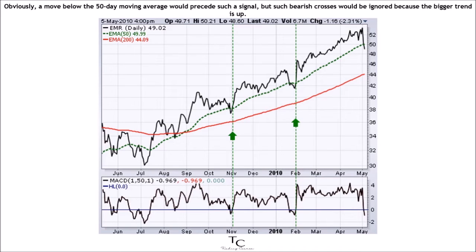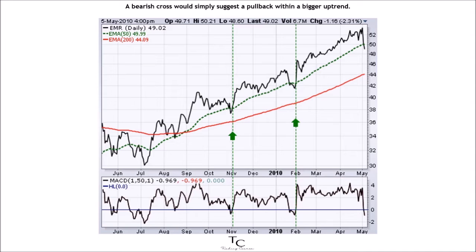Obviously, a move below the 50-day moving average would precede such a signal, but such bearish crosses would be ignored because the bigger trend is up. A bearish cross would simply suggest a pullback within a bigger uptrend. A cross back above the 50-day moving average would signal an upturn in prices and continuation of the bigger uptrend.